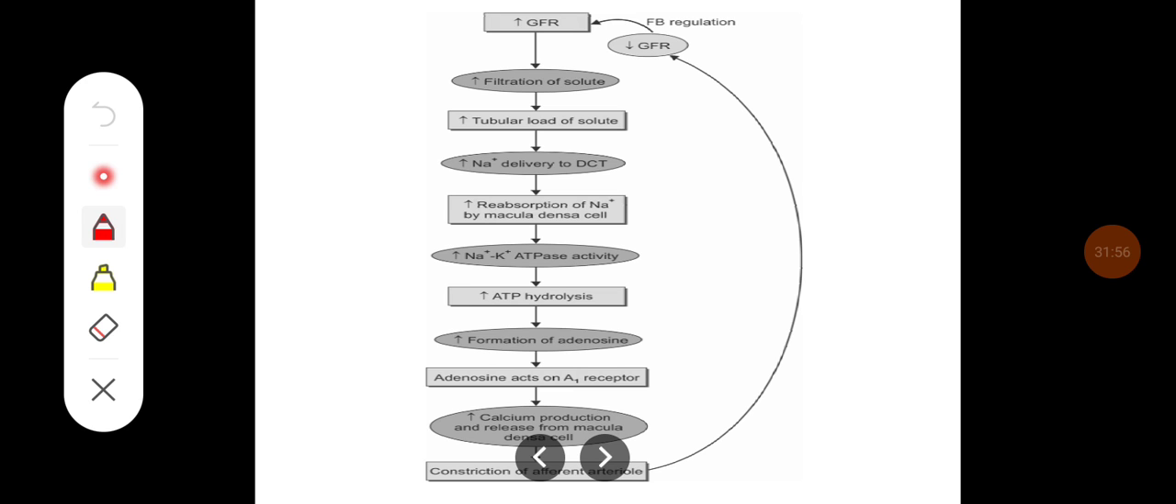This is how the glomerular-tubular feedback is going to work, where there is increased GFR, the macula densa is going to sense more amount of the sodium, and that is going to increase the adenosine concentration, and that is going to cause the constriction of the afferent arterioles to decrease the GFR.